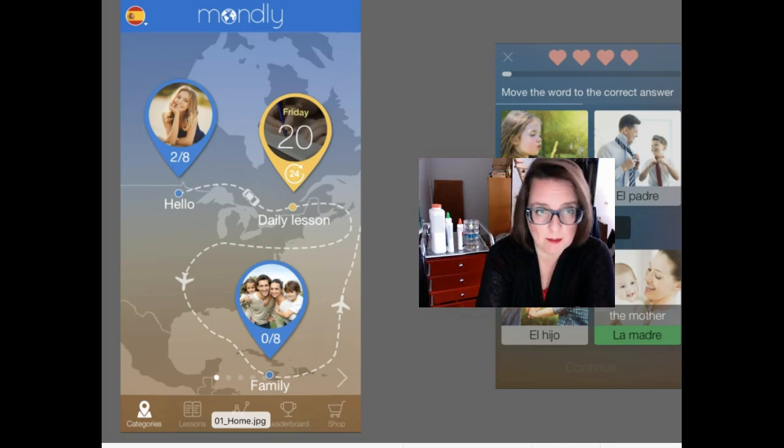Mondly is an app for foreign language learning, and I have been using it for the past month, and we're all going to be using it, all of us in our family this year, to study Spanish. And I'm going to take some time here and go through some features with you.